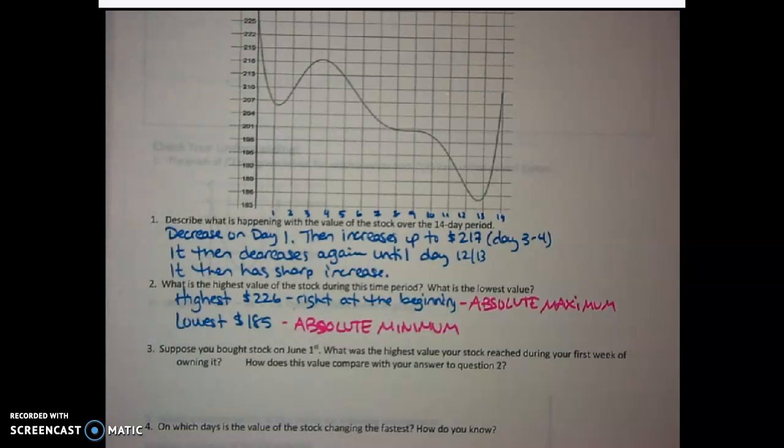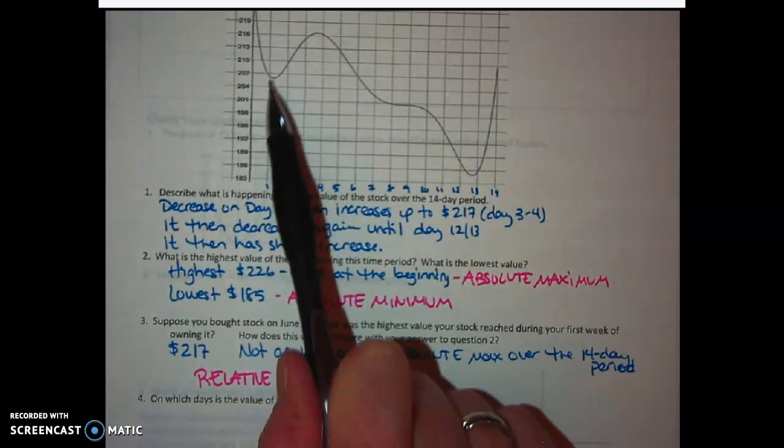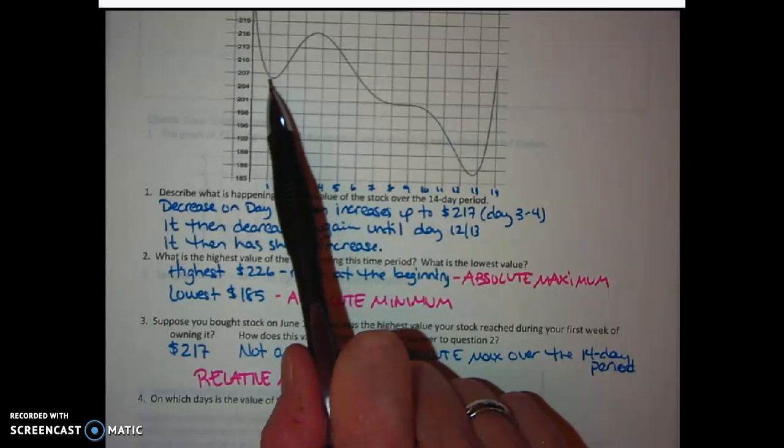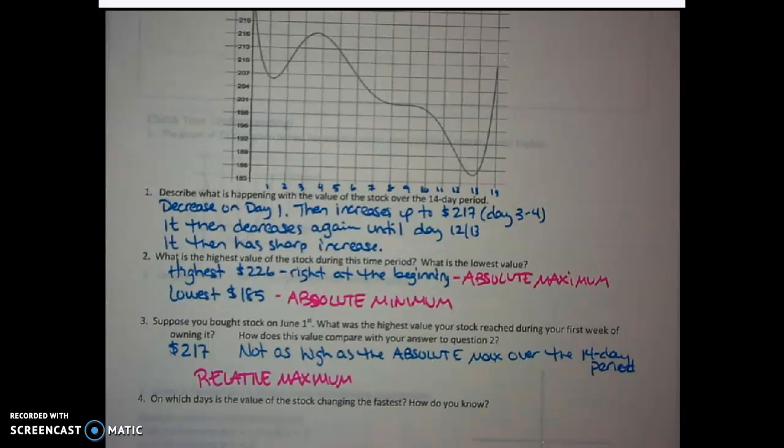Now for number 3, suppose you bought stock on June 1st. What was the highest value that your stock reached over the first week of owning it? And how does this value compare with your answer in question 2? Pause the video and write down your answer. Well, the highest it reaches if you buy stock on June 1st, which is right here, is right there, which is $217. This is not as high as the absolute max over the 14-day period, which we found was $226. Therefore, this is called a relative maximum.